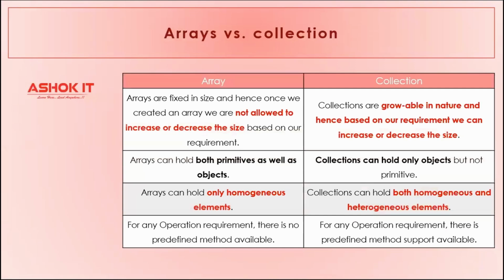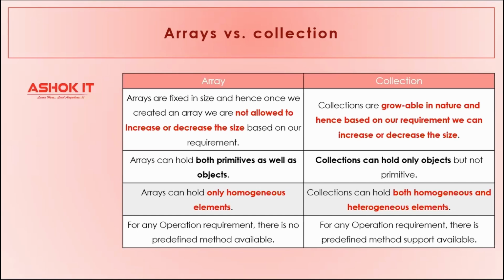Now let's see what is the difference between arrays and collections. So arrays are fixed in size and they do not allow to increase or decrease the size. So based on our requirement, we cannot increase or decrease the size of an array at runtime, whereas collections are growable in nature. And based on our requirement, we can increase or decrease the size at runtime.